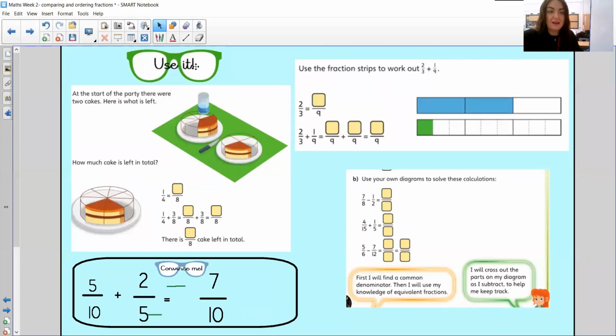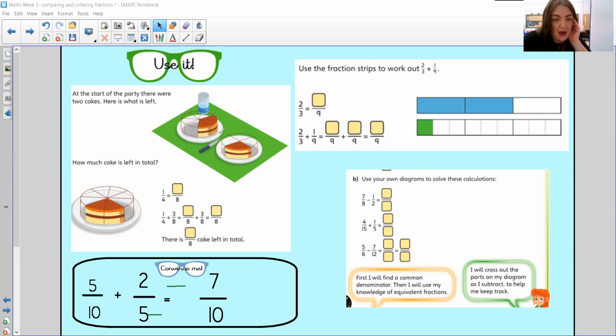Okay, so let's have a little look then. Hopefully you've had a little go at this now. At the start of the party, there were 2 whole cakes. So they've had a good time, really. They've eaten quite a lot of cake there. There would definitely not be that much left if that was my party. So how much cake is left in total?